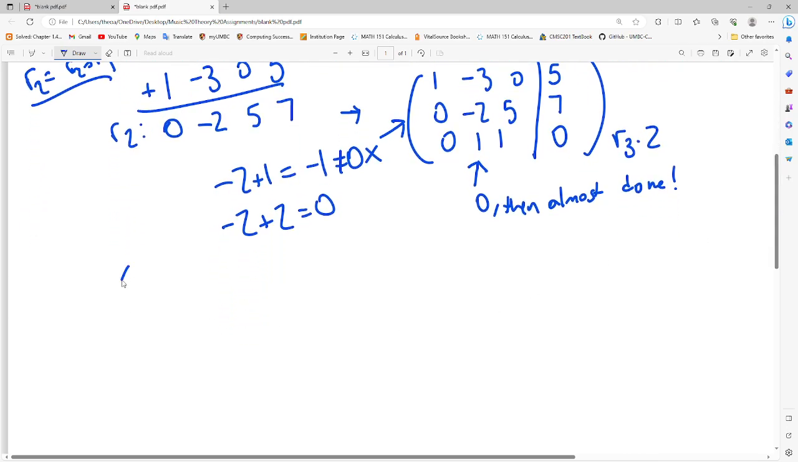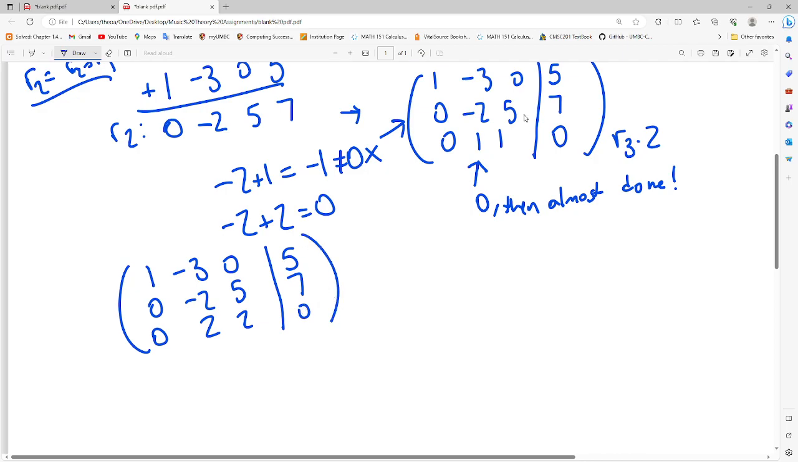And doing so, we have 1, -3, 0, 5, 0, -2, 5, and 7, 0, 2, 2, 0. Notice it's just because 1 times 2 and 1 times 2 is just 2. Now that we have this 2, we can add this row and this row, and we can get 0 in the pivot column, and we're going to be pretty much home free. So now we want to say row 3 is going to be equal to row 3 plus row 2.